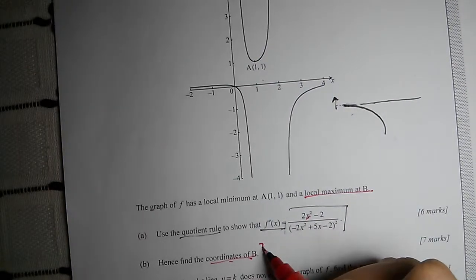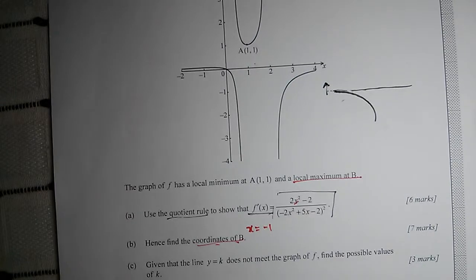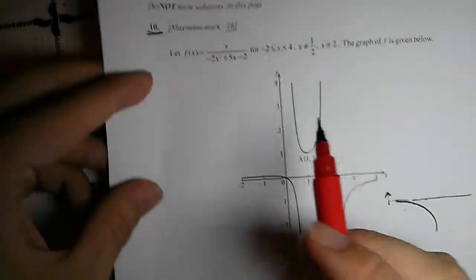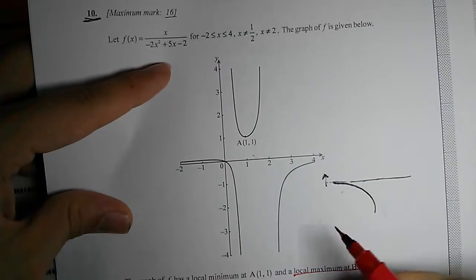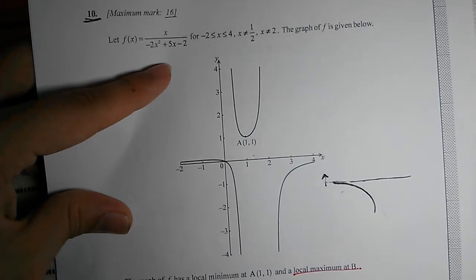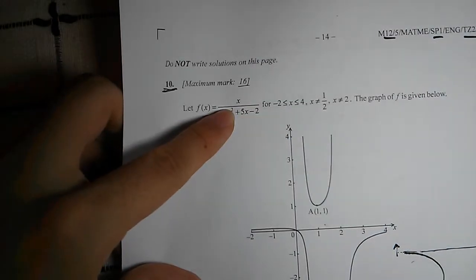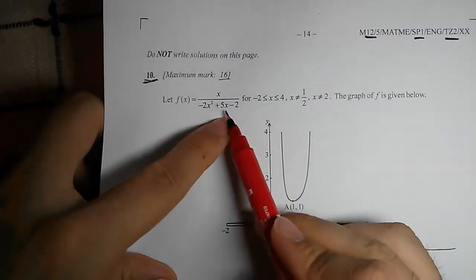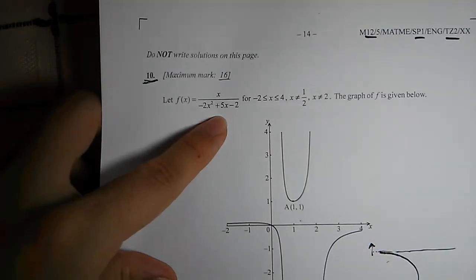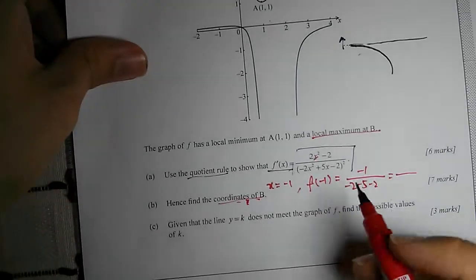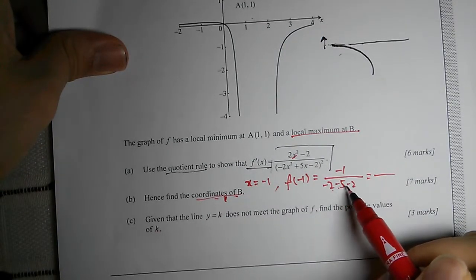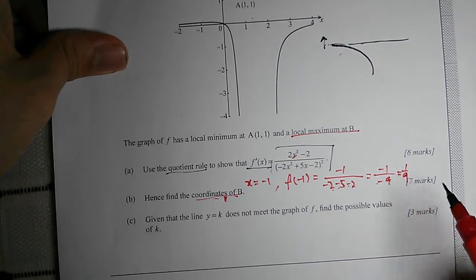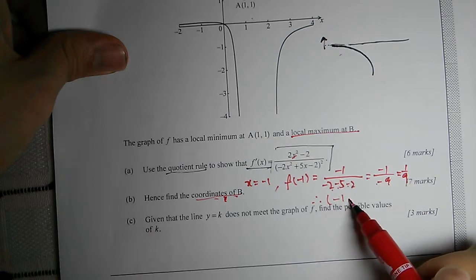So we have got x equal to negative 1. The coordinates mean both x and y, so we plug this back into the original equation to find y. f of negative 1 equals the top: negative 1 squared is 1, negative 2 times 1 is negative 2, 5 times negative 1 is negative 5, so minus 2 minus 5 is minus 7, minus 7 minus 2 is minus 9. Negative over negative is positive, 1 over 9. Therefore the coordinate is negative 1, 1 over 9.